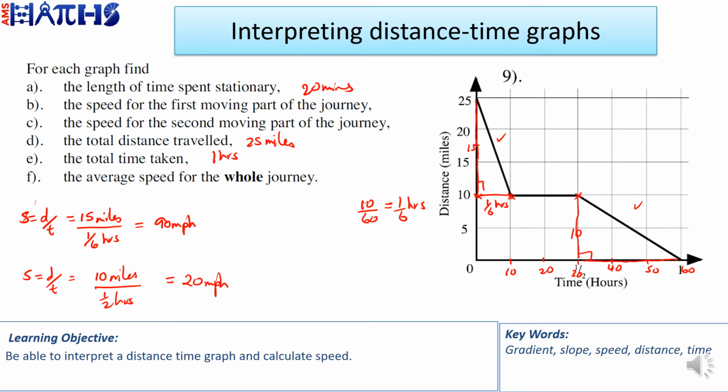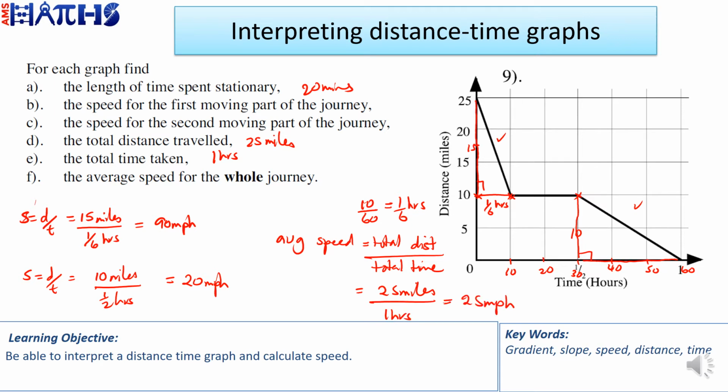It now says calculate the average speed for the whole journey. So we need the total distance for the whole journey and the total time. The total distance for the journey we worked out is 25 miles. The total time for the journey is 1 hour. So we divide that and we get 25 miles per hour.